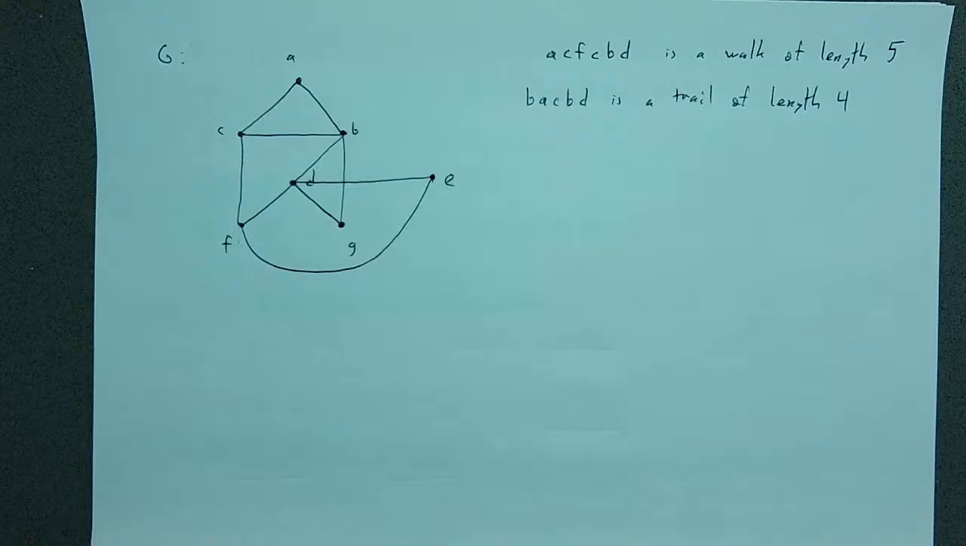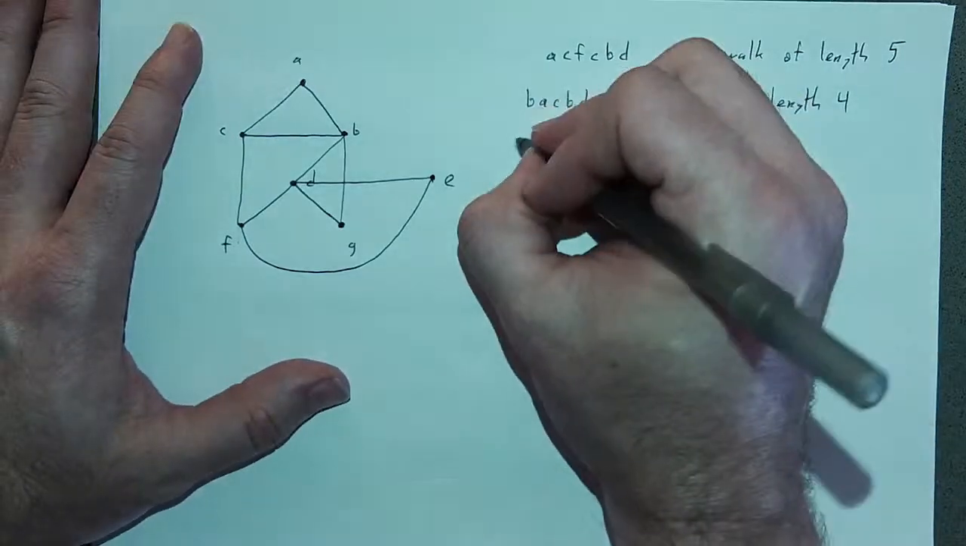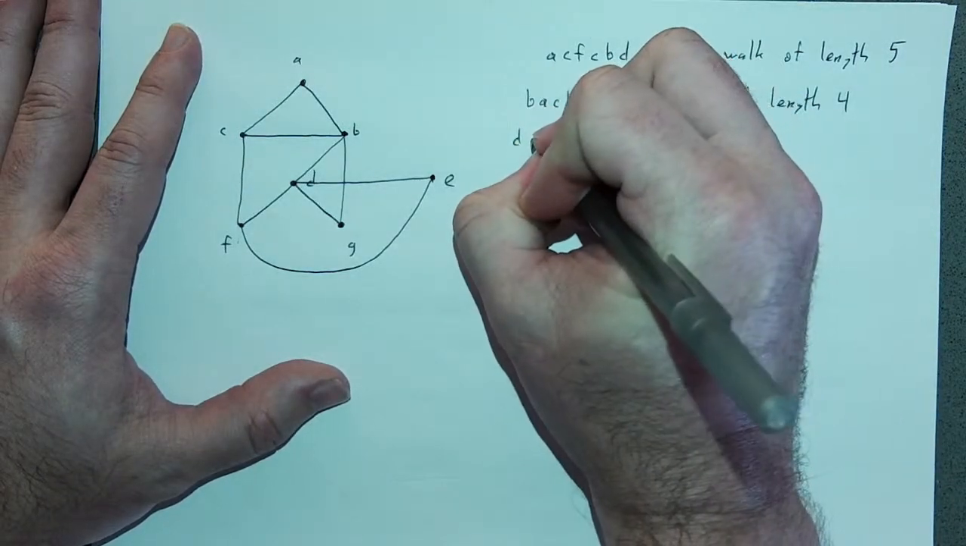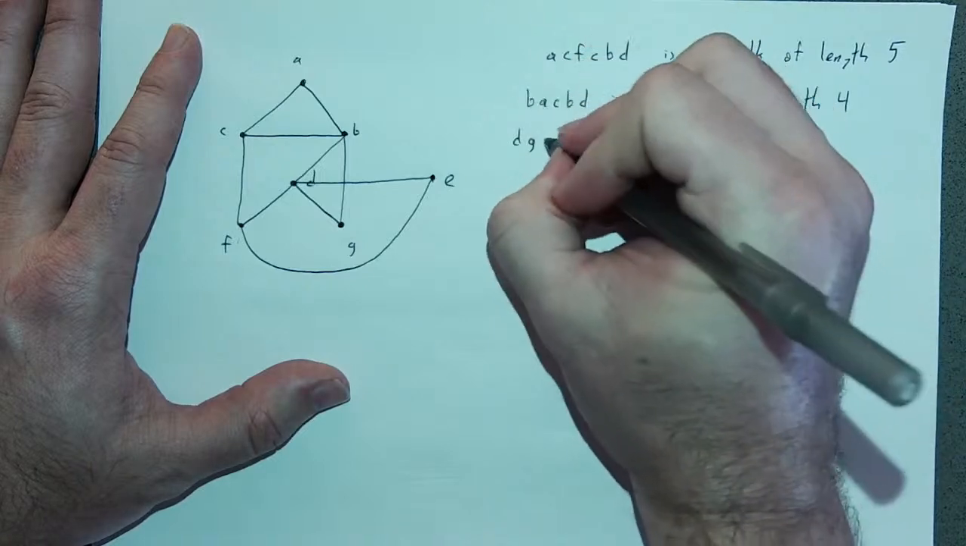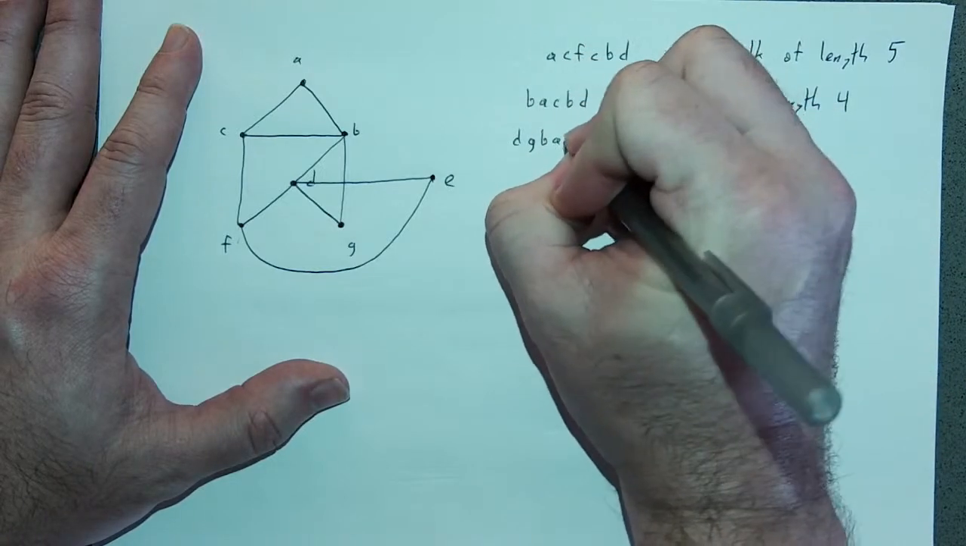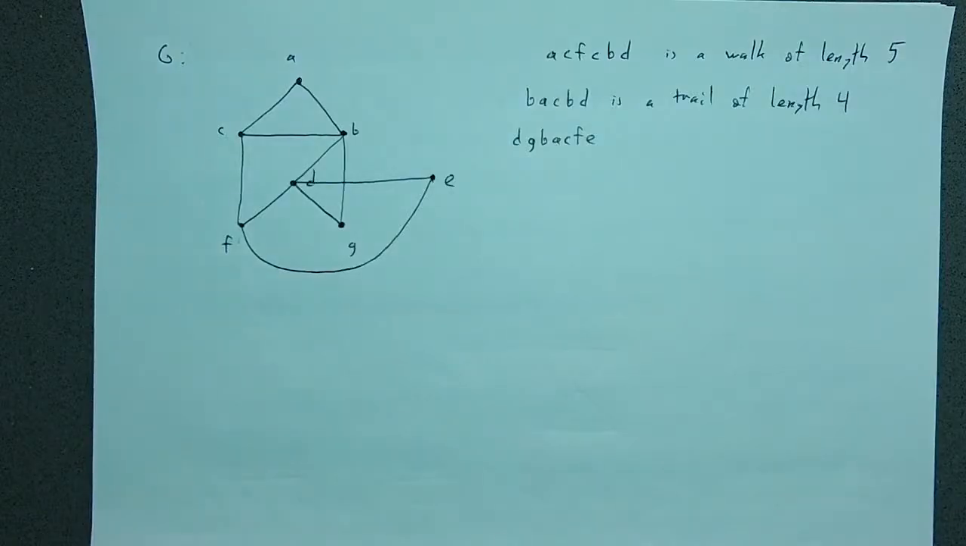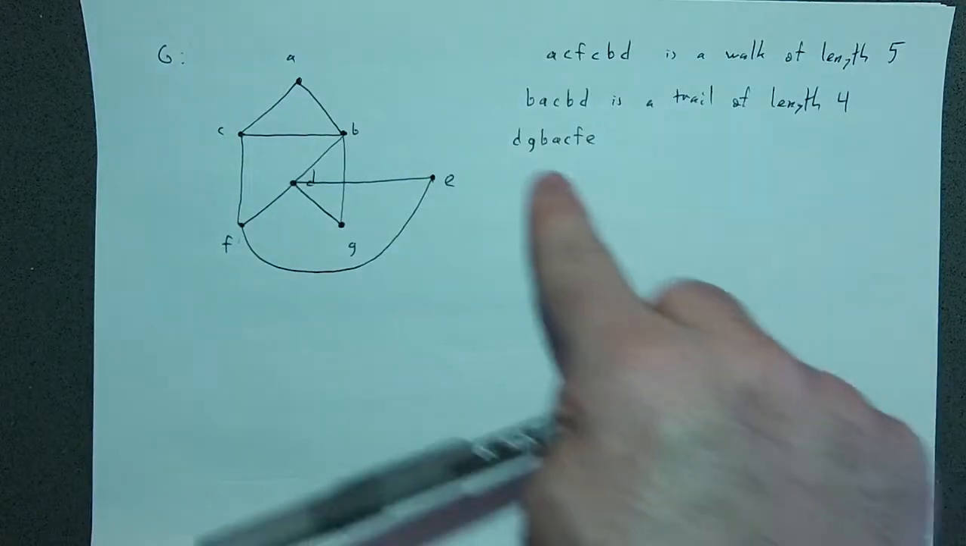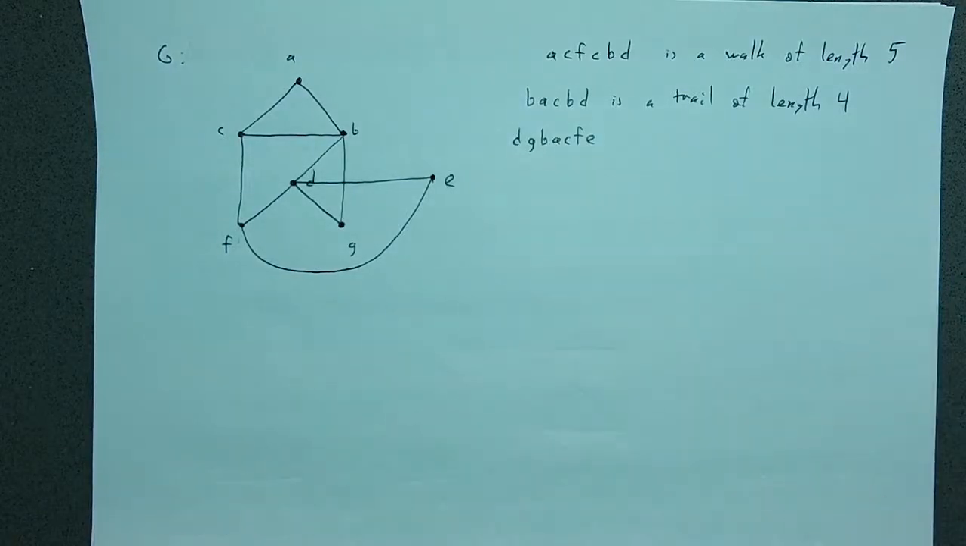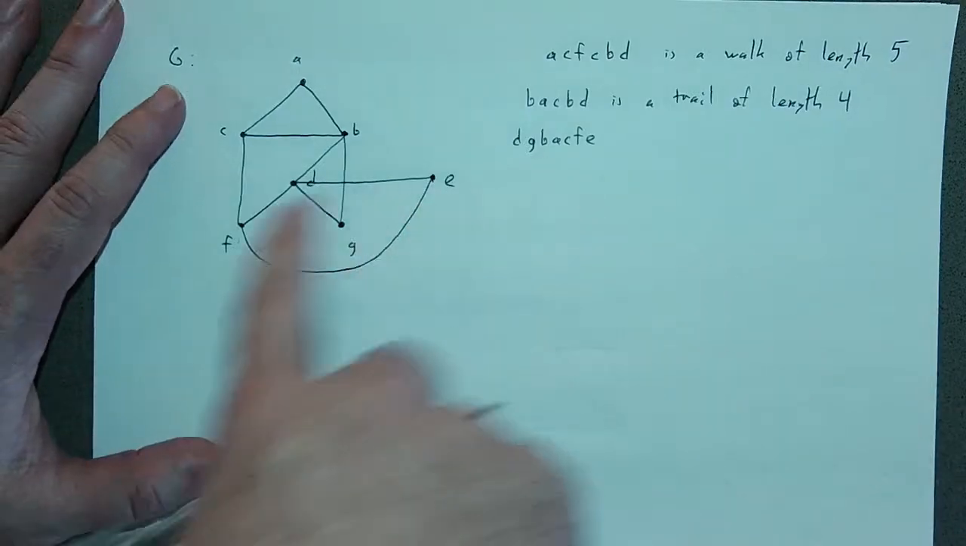Okay. What about D, G, B, A, C, F, E? Looking at this, there are no repetitions among the vertices. Let's see that all of these edges, though, are actually there, right?